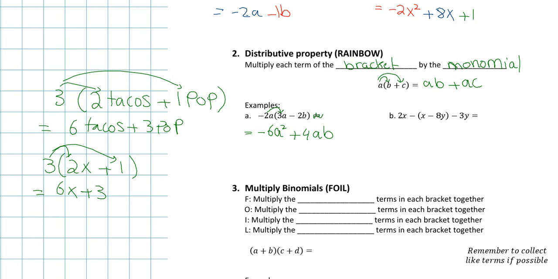Is there a like? Do I have like terms? No, so I can't simplify anymore, right? I can't collect like terms. That's it. That's the most simple form that I can leave it as.